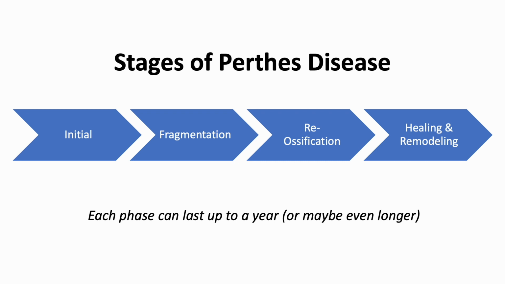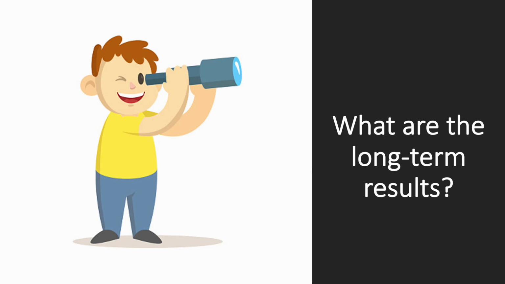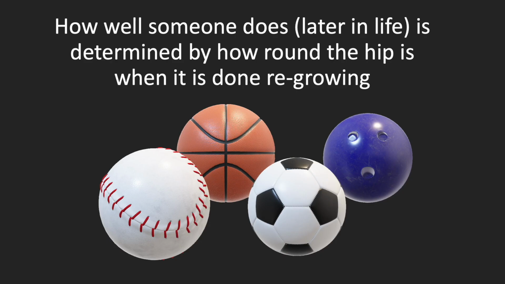It is also important to know that Perthes disease is a long process, and sometimes each of these phases can last for up to a year, or maybe even longer. The goal of treatment during all phases of Perthes is to maintain the roundness of the femoral head in the socket. So, what are the long-term results?